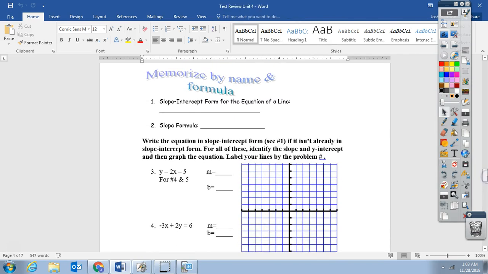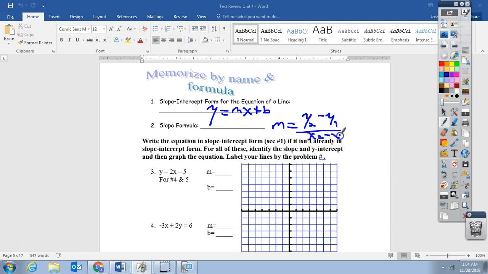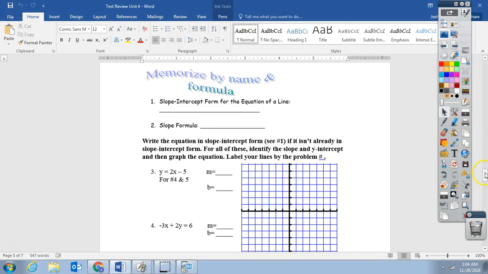Alright, good. Now there were a lot of portions of this last part of this review where I went through some of the same things that you had in the previous part. I did ask you to know what slope-intercept form was. Slope-intercept form is y equals mx plus b. Slope formula, I asked you to know that: y2 minus y1 over x2 minus x1. Also, I went back and reviewed a little bit of the things we talked about before.